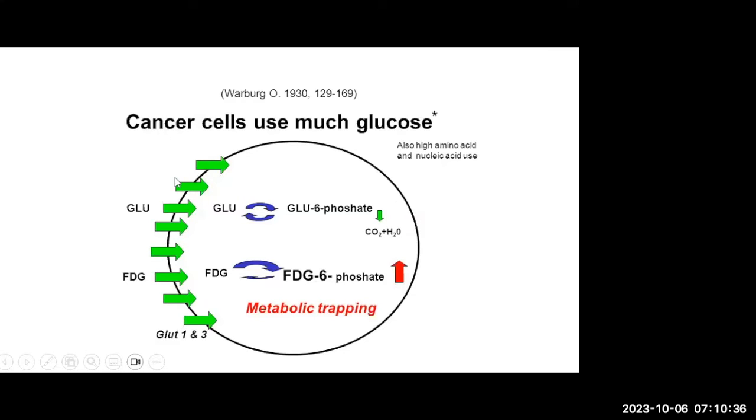So this is what is called metabolic trapping. Once inside the cell, the FDG continues to be there, and that's what we image. We don't need to image immediately. Actually, these patients are injected, and we wait 45 minutes to 1 hour before we take the images. We don't need to rush an image after an injection because the activity is going to remain there, and it's going to be higher in the malignant cells.